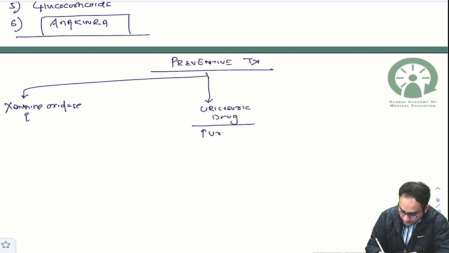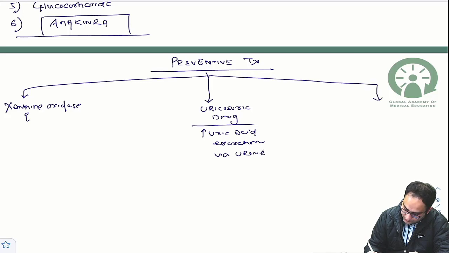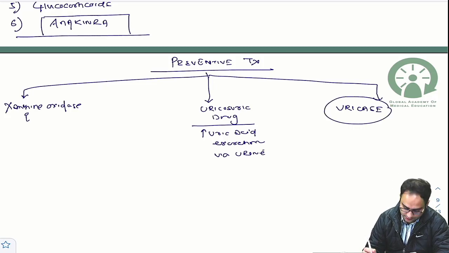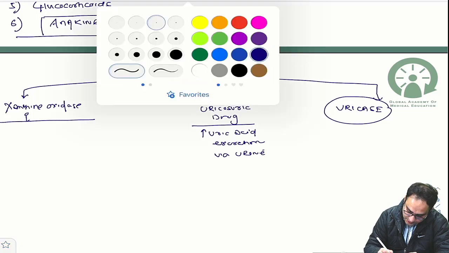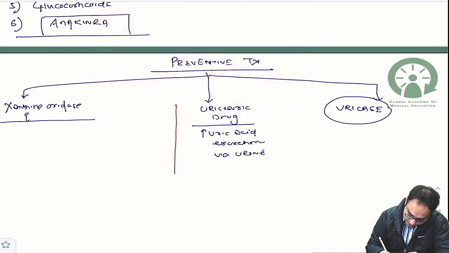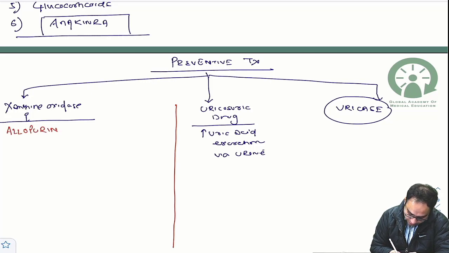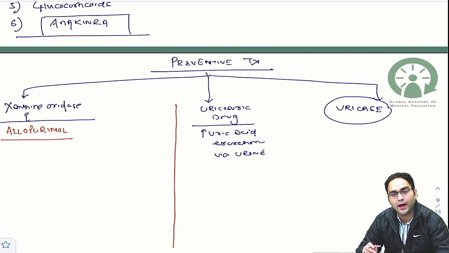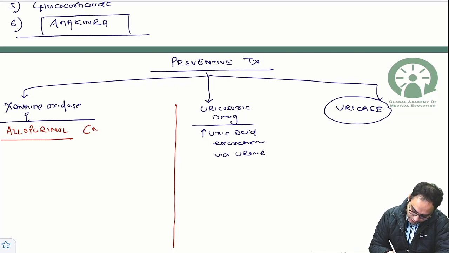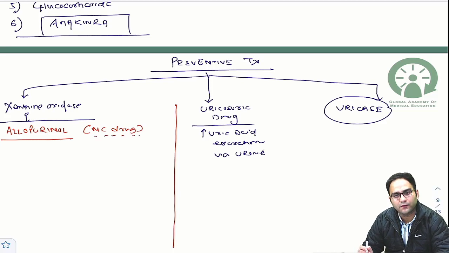These drugs increase the uric acid excretion via urine, right? Or you can give uricase, right? So we will first start with xanthine oxidase inhibitor. Now, the most important drug that you give for the preventive therapy of gout is allopurinol. So this is the most common drug that is given for the preventive treatment.